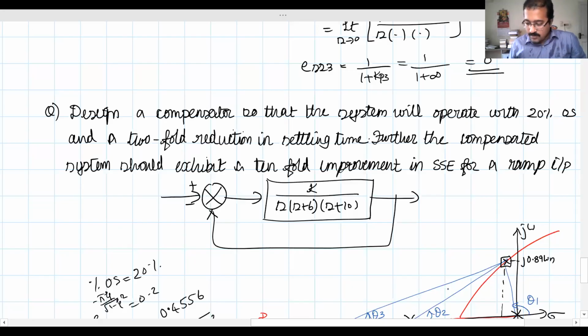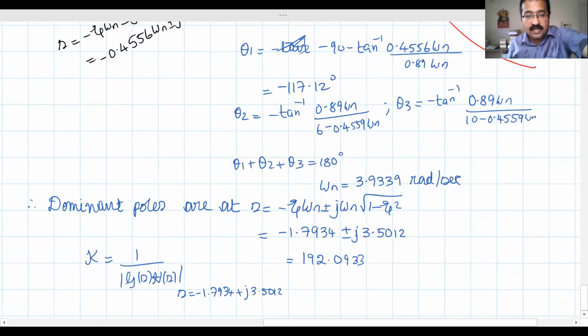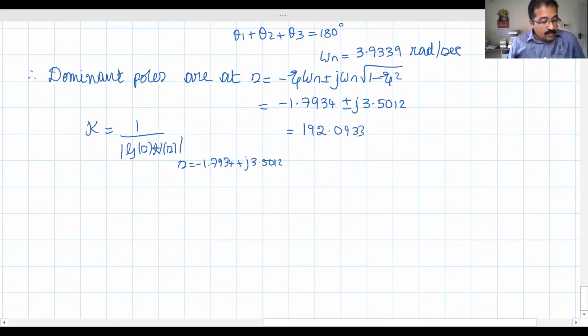For a ramp input, we should know how much the original error is. So now we have to calculate the static velocity error constant. How will you find that? Kv1 is the limit as s tends to 0 of s times G(s)H(s).